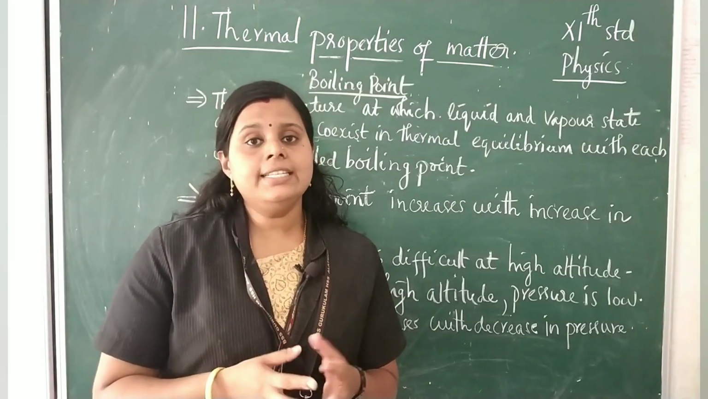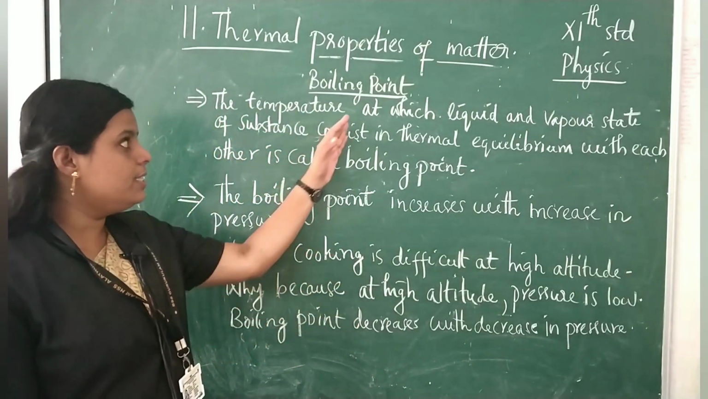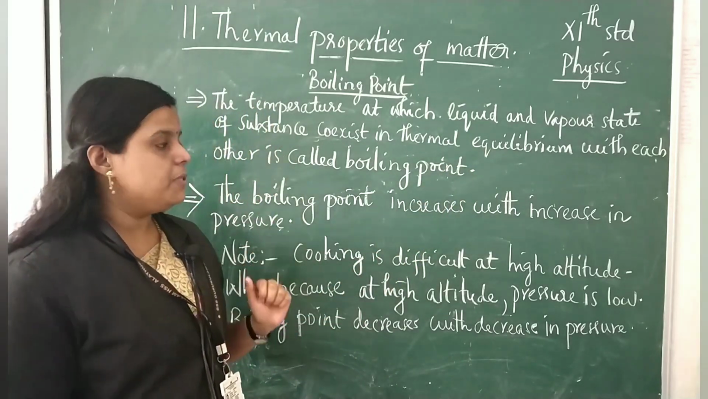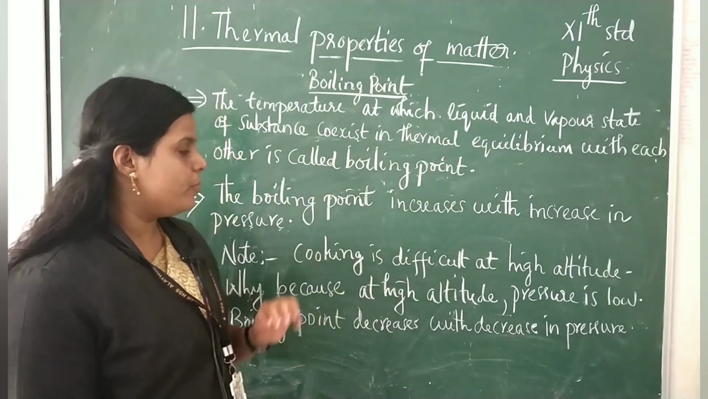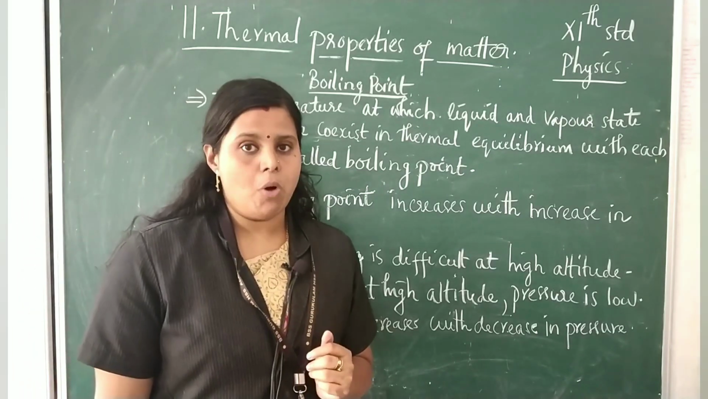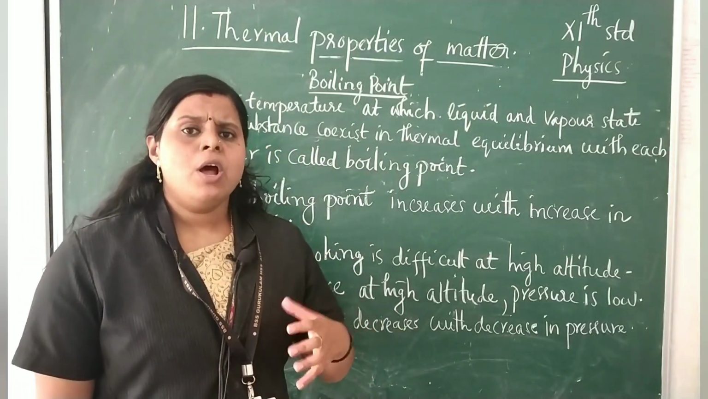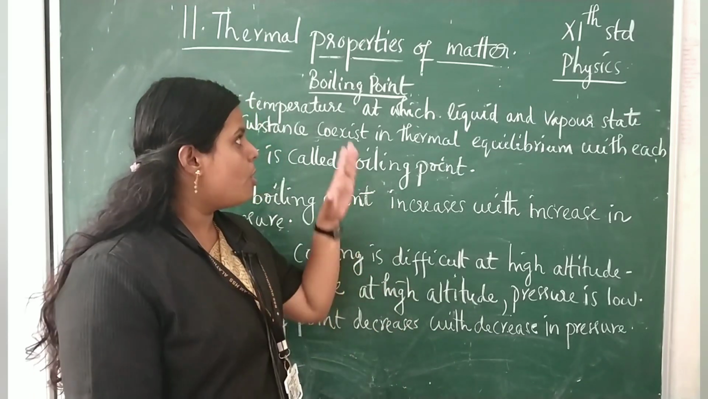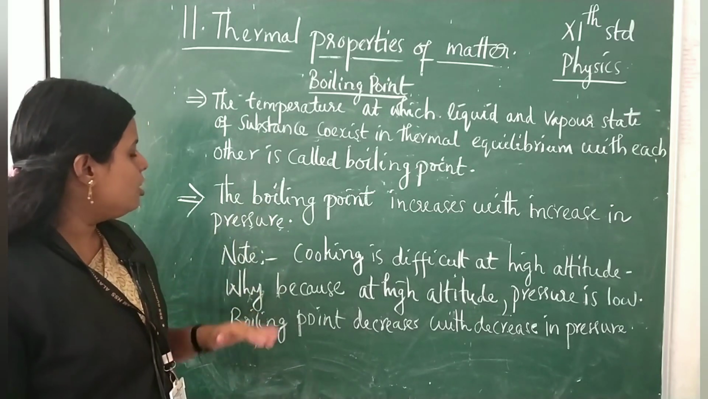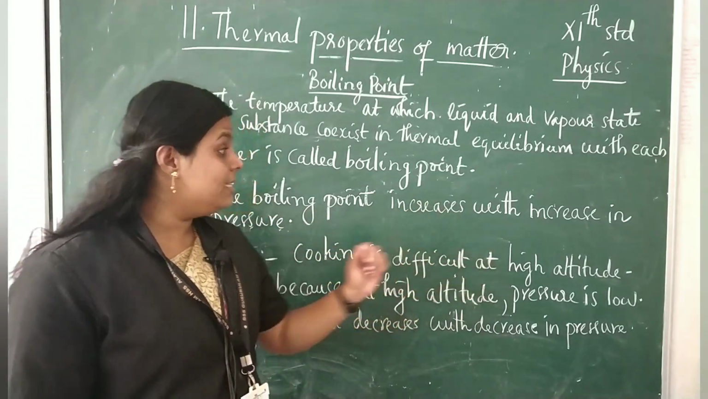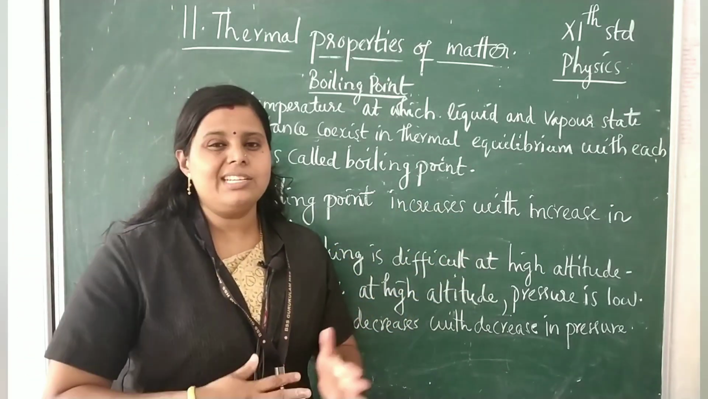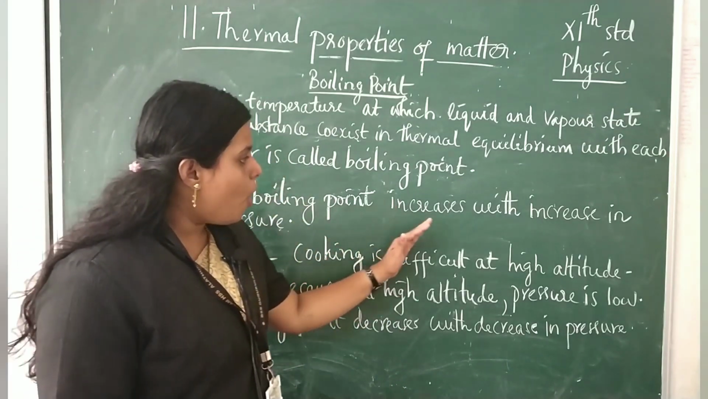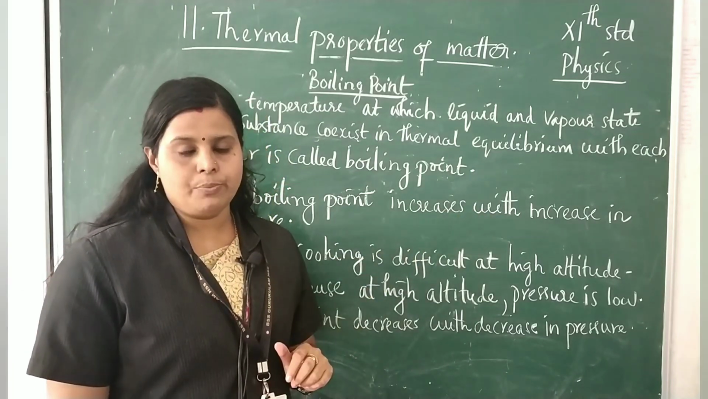Now let's learn the concept of boiling point. So what is boiling point? The temperature at which liquid and vapor state of a substance coexist in thermal equilibrium with each other is called boiling point. Or simply, we can say it is the temperature at which a substance boils. Okay, that is known as boiling point. And listen children, the boiling point increases with increasing pressure. So there is a relation between boiling point and pressure, that is the boiling point increases with increasing pressure.